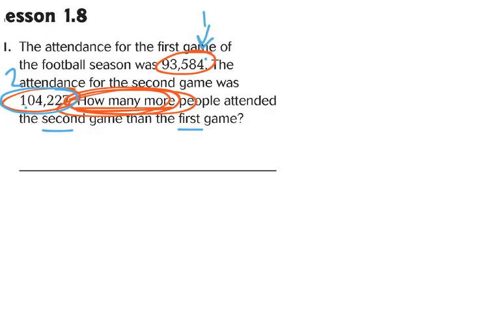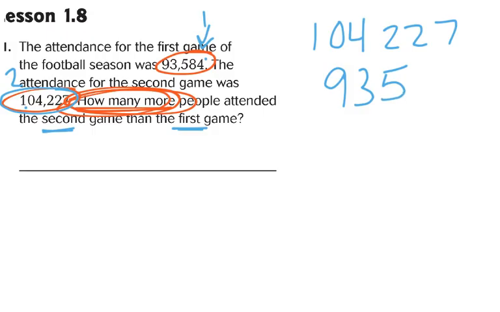Now, some of you said, well, I can't subtract because the 93,584 is smaller than the 104,227. You're right, it is, but it's asking us to subtract the first game from the second game. Remember, a bigger number always has to go on top. So we have 104,227 minus 93,584. Okay, and I am subtracting, so I need my subtraction sign.